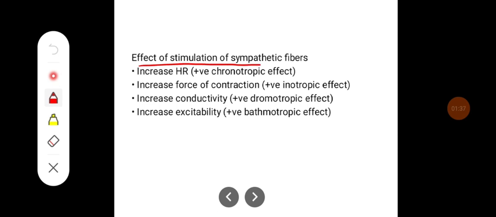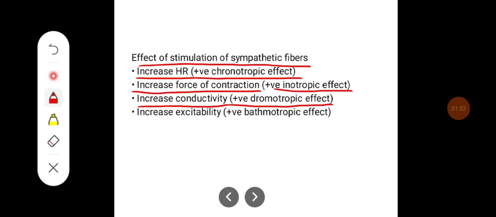The effect of stimulation of sympathetic fibers on the heart is that they increase the heart rate, that is a positive chronotropic effect. They increase the force of contraction, that is a positive inotropic effect. They increase the conductivity, that is a positive dromotropic effect. And they increase excitability, that is a positive bathmotropic effect.